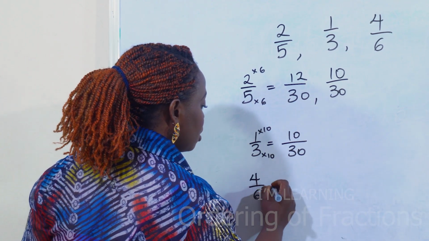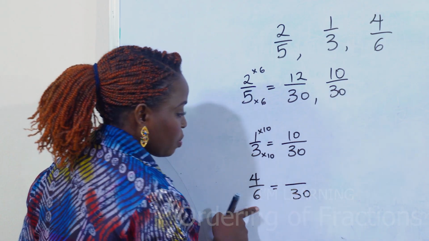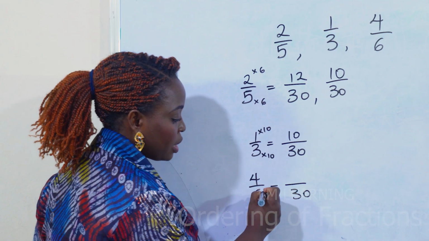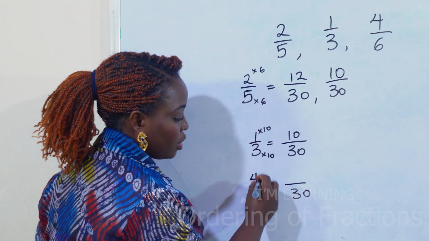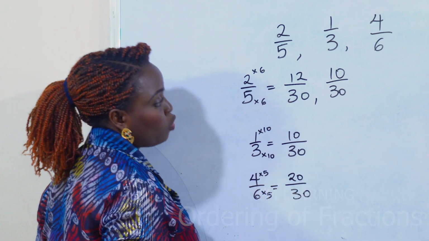4/6 is equal to what over 30? What I multiplied this by to get 30, I multiplied it by 5. That means I'm going to multiply this by 5 as well. 4 times 5 is 20, so 4/6 is 20/30.